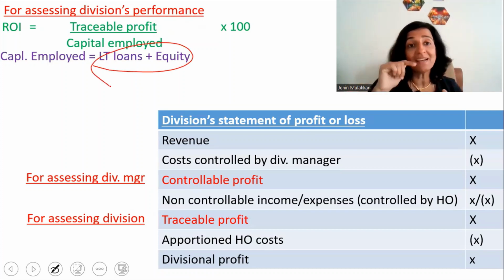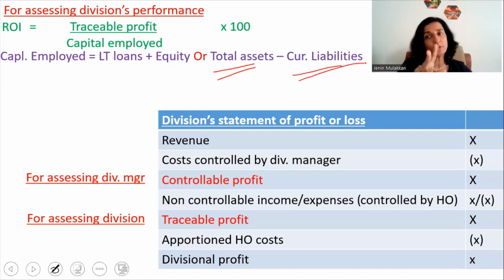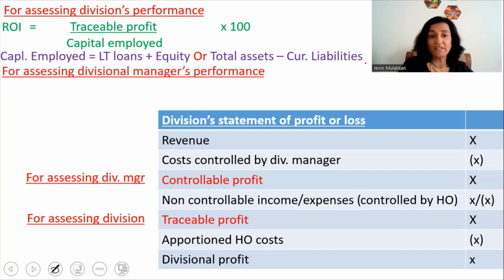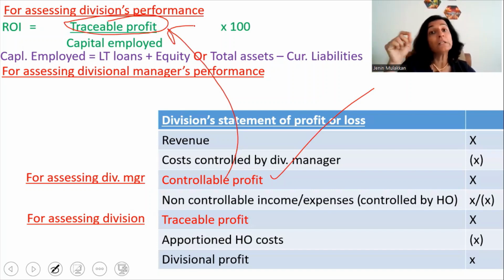So if you work out from the asset side, it is also equal to the total assets minus the current liabilities, because both are the same. Now coming to assessing the divisional manager's performance. The divisional manager is evaluated based on the controllable profit. Instead of traceable profit, you have to substitute it with controllable profit. For what? For assessing the divisional manager's performance.